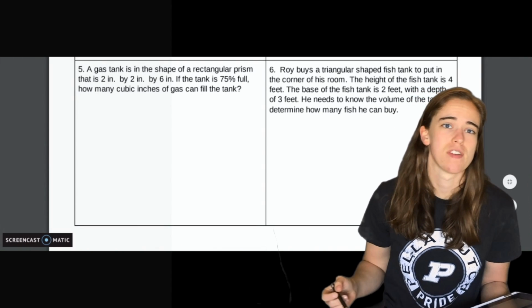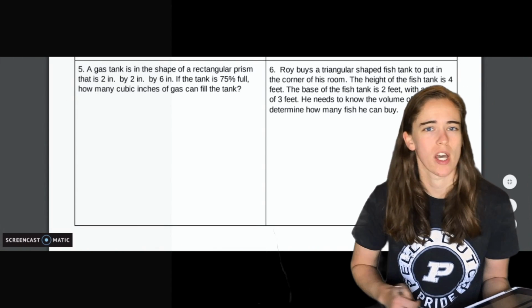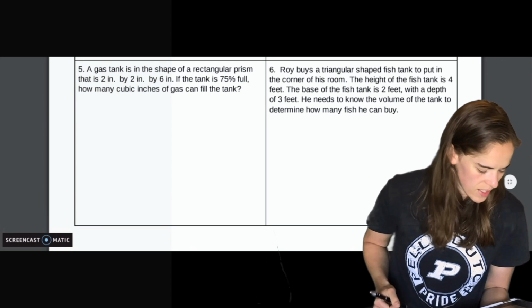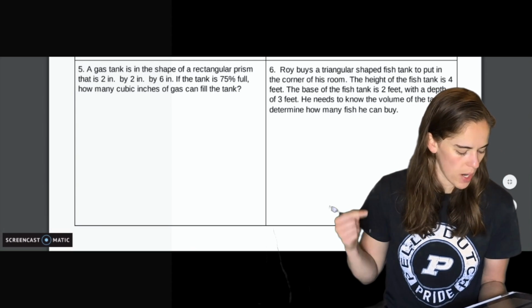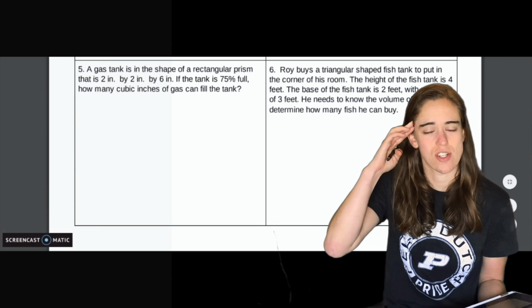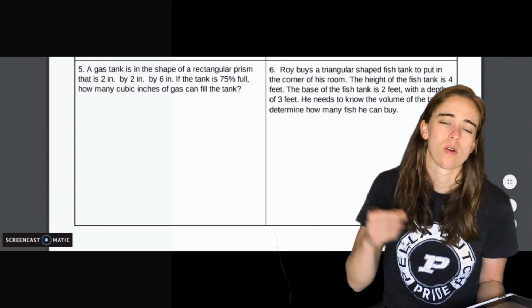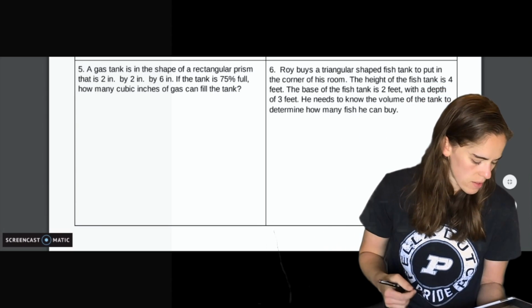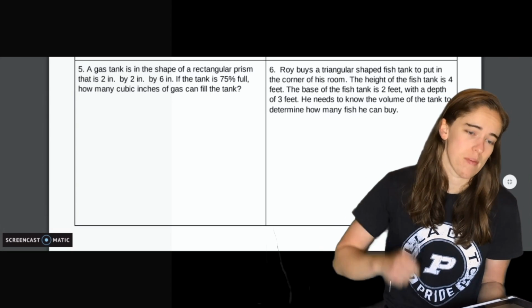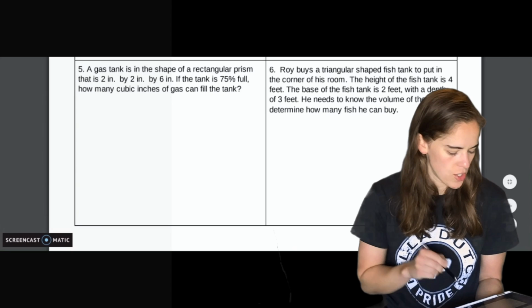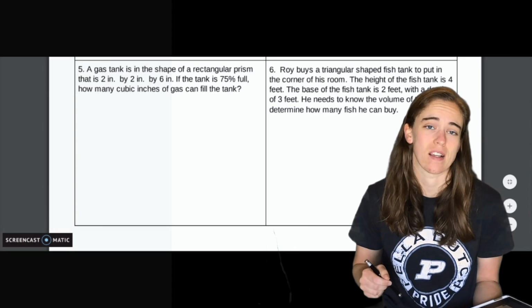All right, number 5 here. We've got a little bit of a story problem, so we got to think through it. It says a gas tank is in the shape of a rectangular prism that is 2 inches by 2 inches by 6 inches. So imagine a rectangular prism. You got a length, width, and height, 2, 2, and 6. It says if the tank is 75% full, so it's already filled 75% of the way, how many cubic inches of gas can fill the tank?